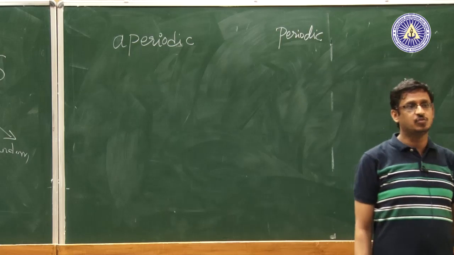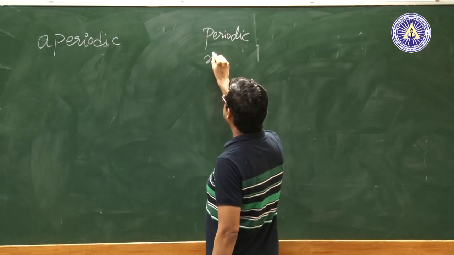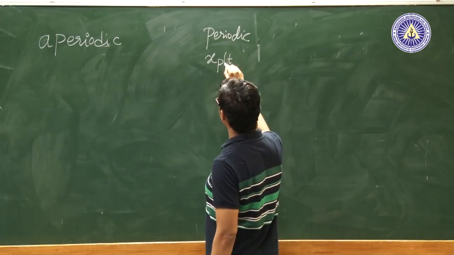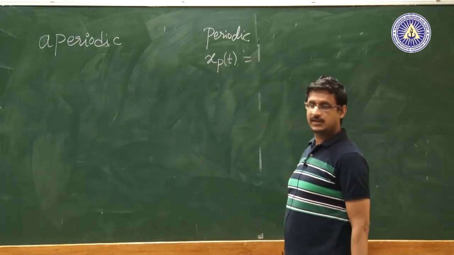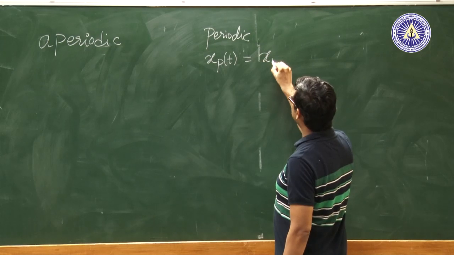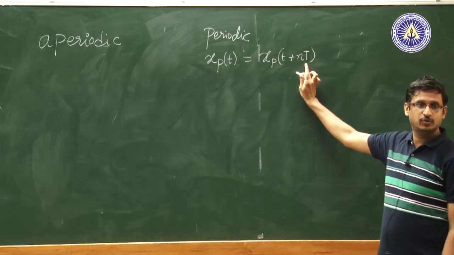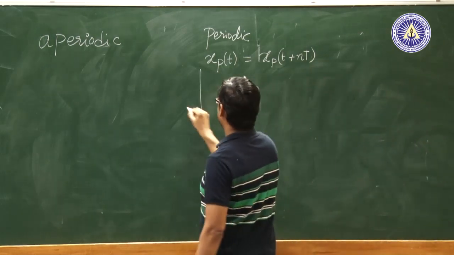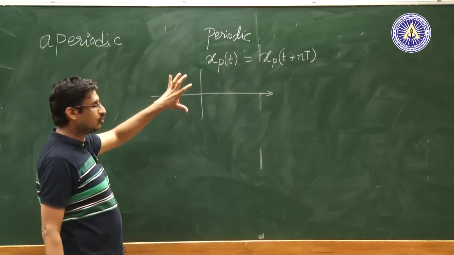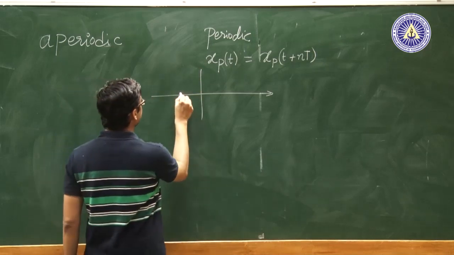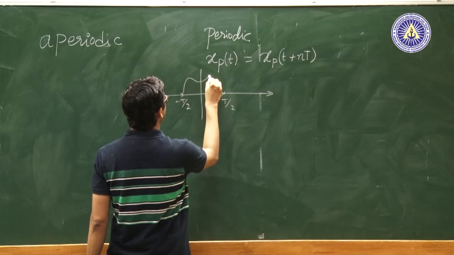A periodic signal is one which essentially repeats after a certain time. So, for example, if we denote the periodic continuous time signal by xp of t, then the defining condition for this signal to be periodic is that it must repeat after a translation of time by capital T units. Suppose I want to plot this xp of t, and let us say I know how the signal looks over a range of minus T by 2 to plus T by 2. So, let us say this looks something like this.